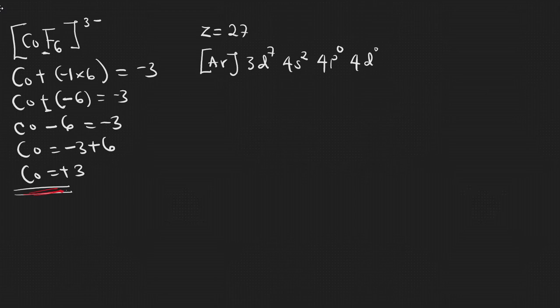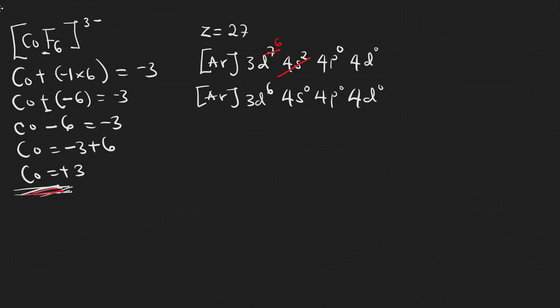But remember that copper is +3 now, because it's going to lose 3 electrons. Losing the 3 electrons, we remove the 2 electrons from the 4s orbital, then 1 electron from the d orbital, making it 6. Therefore, the new electronic configuration of copper in this case is argon 3d6, 4s0 now, then 4p0 and 4d0.